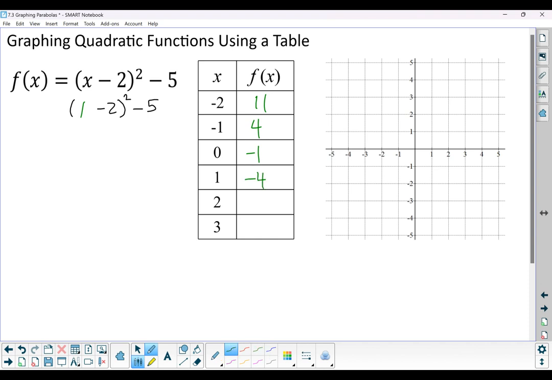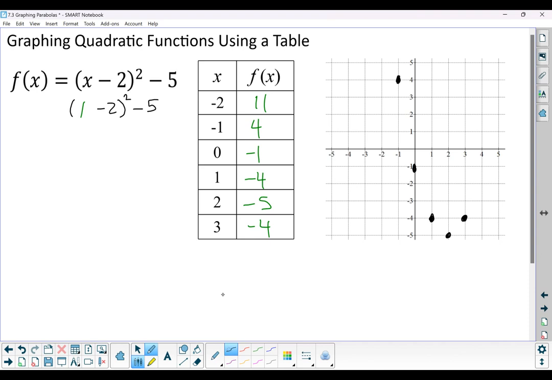Sometimes if you're looking at a table of values, it first looks like it's not going to work out. I've got -2, 11, which won't fit on this coordinate plane, so I'll start with -1, 4, then 0, -1, then 1, -4. It kind of looks like, how am I going to get a parabola out of this? But just keep going. If I sub in 2, I get -5. And if I sub in 3, I get -4. So this is where it turned around, which is going to give us that U shape.